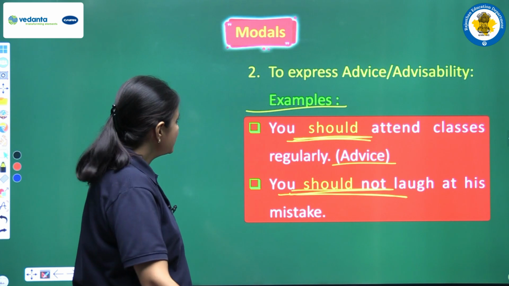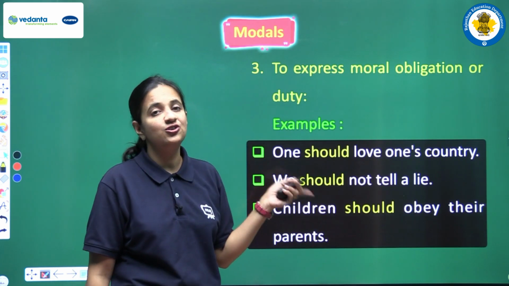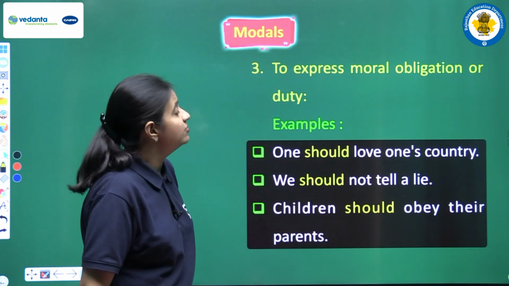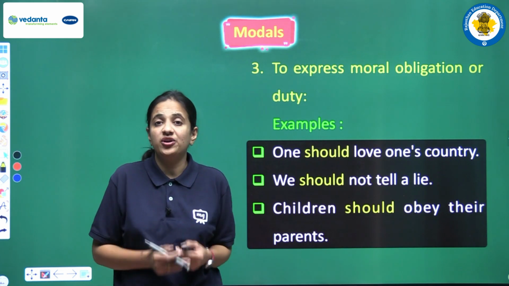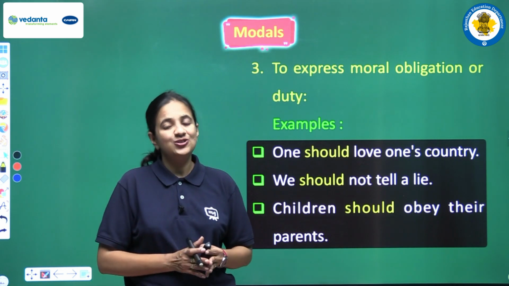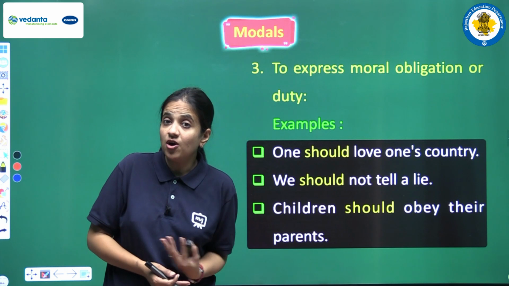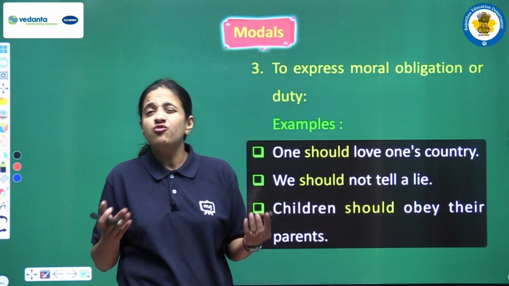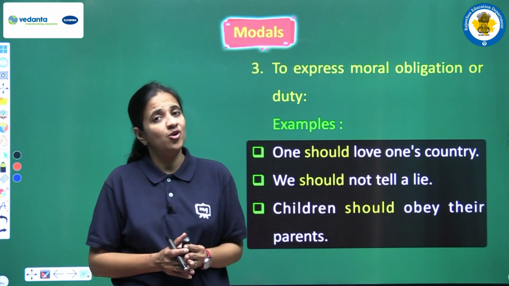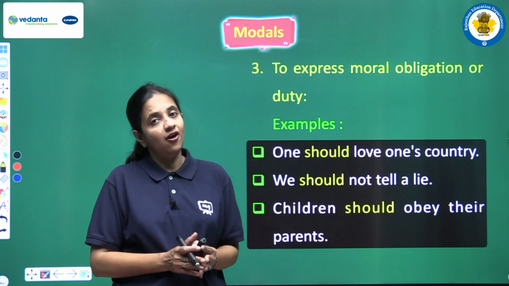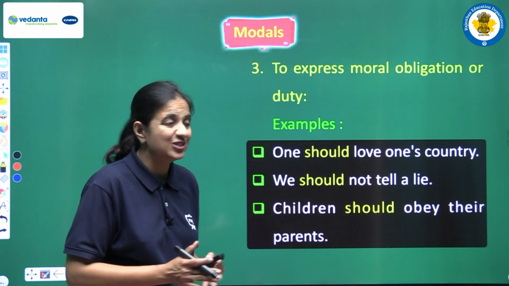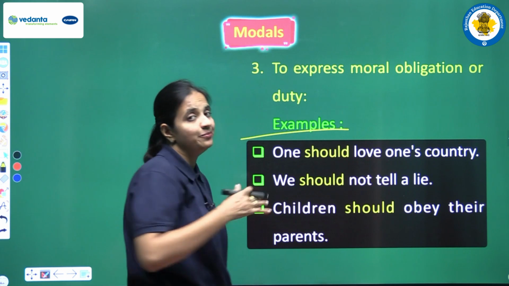Okay. Next we are having the third use of should. So let's see, to express moral obligation or duty. So this is the very important use of should, where it is used to denote moral obligation or duty. So what is moral obligation? Moral duties means the duties that we all should follow, that we all should complete. So let's see some of the examples, what it means actually.